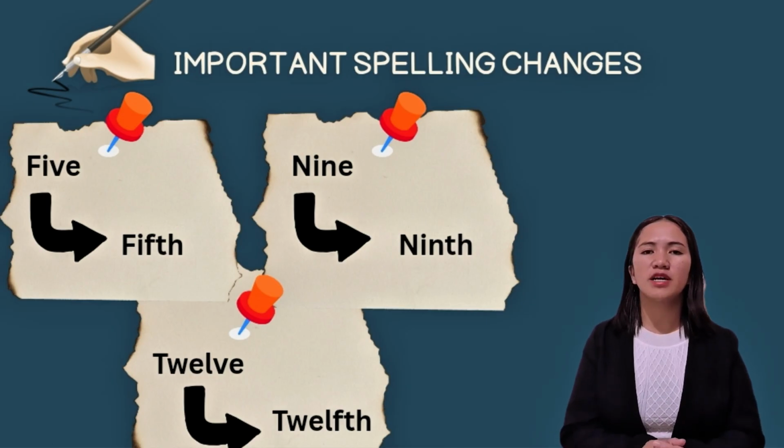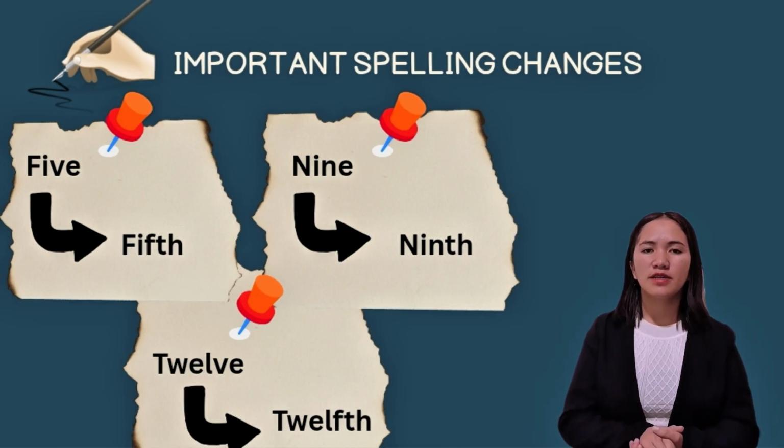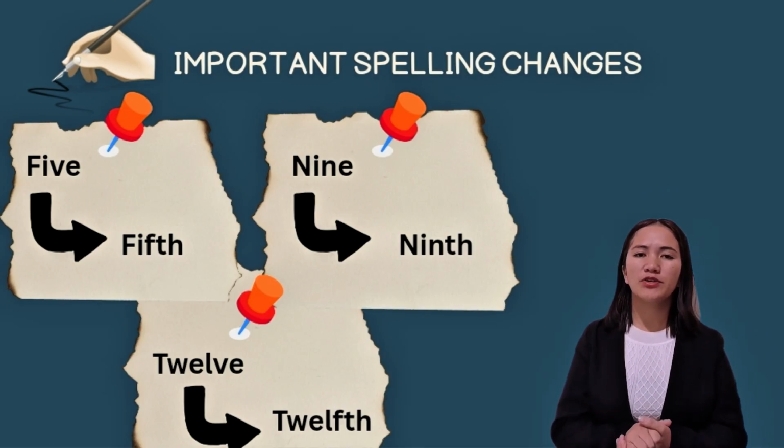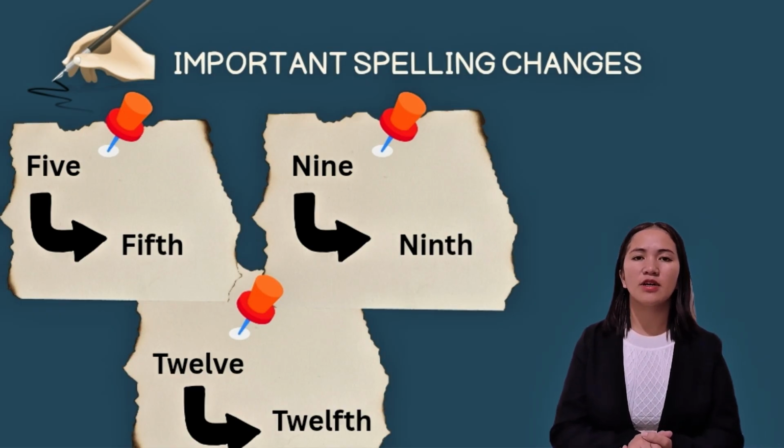The third number is number 12. The ordinal number of number 12 is 12th. So we drop the letters V and E and then we add the letters F, T, and H. That's why it becomes 12th.